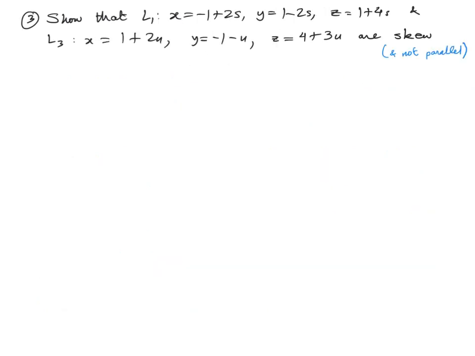All right, so now we're asked to show that L1 and L3, these two lines here, are skew and not parallel. So to show that they're skew, first we want to show they don't intersect. Once we know they don't intersect, they're either parallel or skew, and I can then argue that they're not parallel. So let's first try to solve.